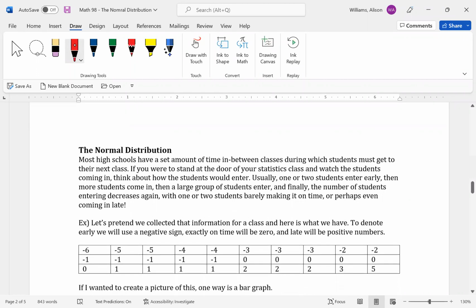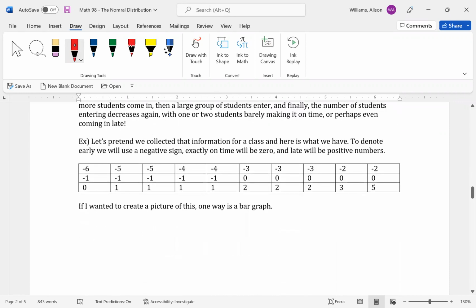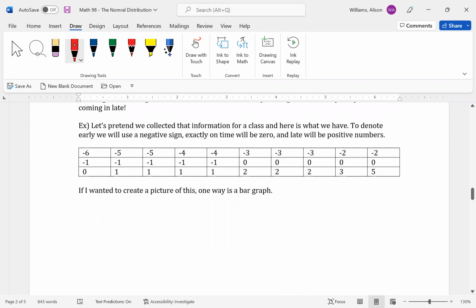So let's pretend that we collected some data, all right? We stood at a door, and these were the times that we got people in. The negative is going to mean that they came early, okay? 0 means they came exactly on time. And then when they have like a positive number, that's how late they are to class, all right? So I want to create a picture of this, and I'm going to use a bar graph to do that.